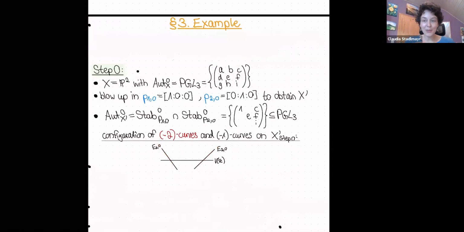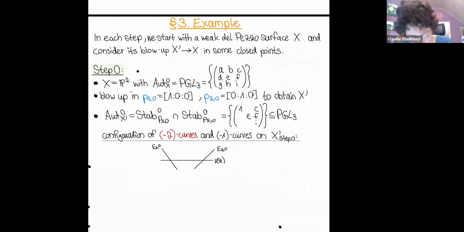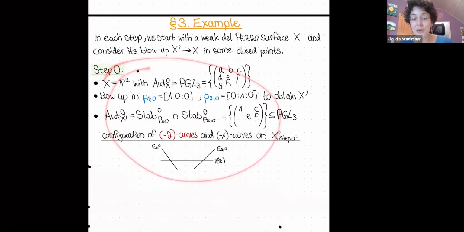Okay, and now what I really want to do in this example is I want to consider this recalled example as step 0. And in each of the following steps, I want to blow up some more closed points on the surface of the previous step. For this, let me fix some notation. So X will always be the surface we start with, and X prime will be the blow up of X in some points in each individual step. And now, after having seen step 0, let's go to step 1.